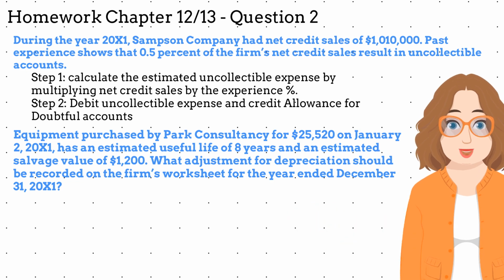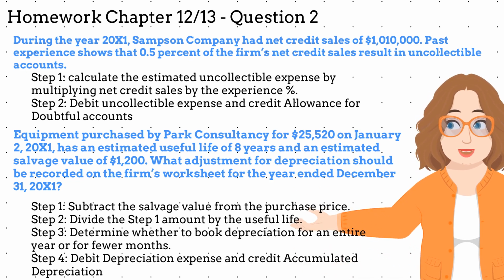Step 1 is to subtract the salvage value from the purchase price. We then divide the Step 1 amount by the useful life and determine whether to book depreciation for an entire year or just a few months. In this case, it is an entire year because the equipment was purchased on January 2, 2021. We are now ready to record the journal entry by debiting depreciation expense and crediting accumulated depreciation.